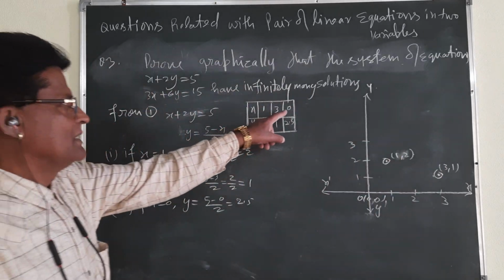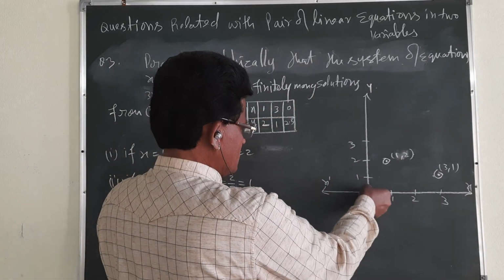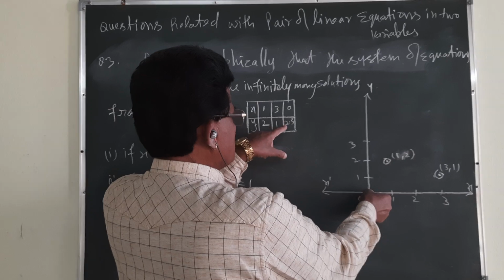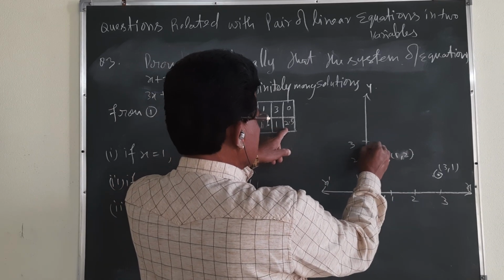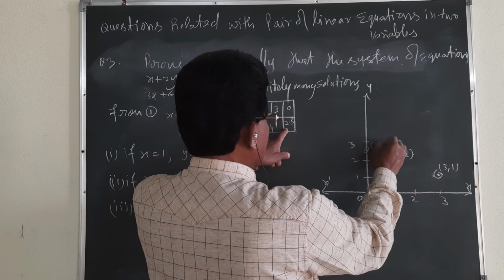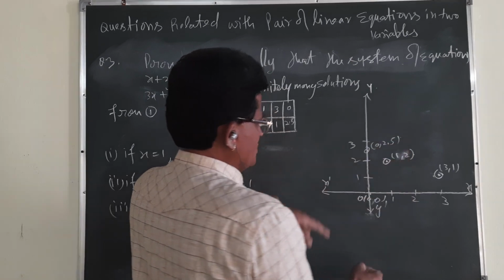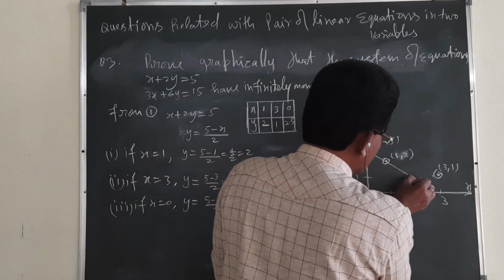Next, the third value, x is equal to 0, will lie over here on the y-axis. On the y-axis, x will be 0 and y 2.5 will be here approximately. This point will be here, 0 and 2.5. Okay, join all the points and produce.